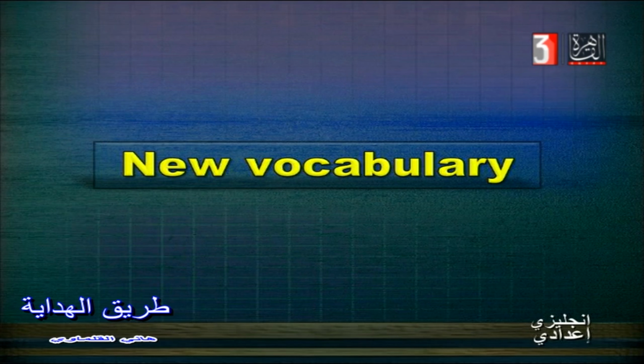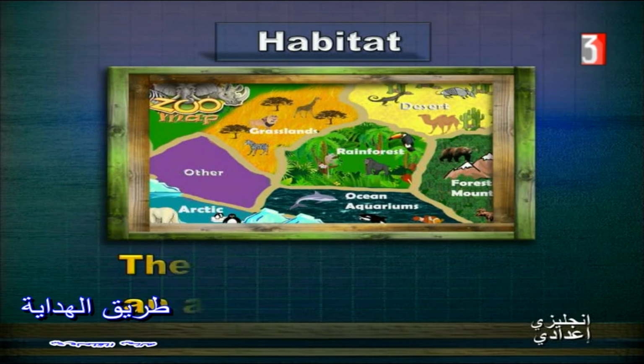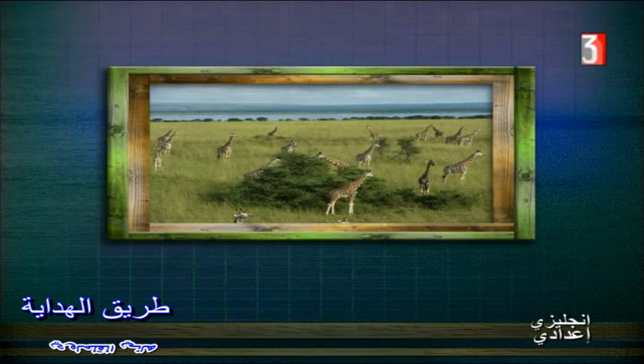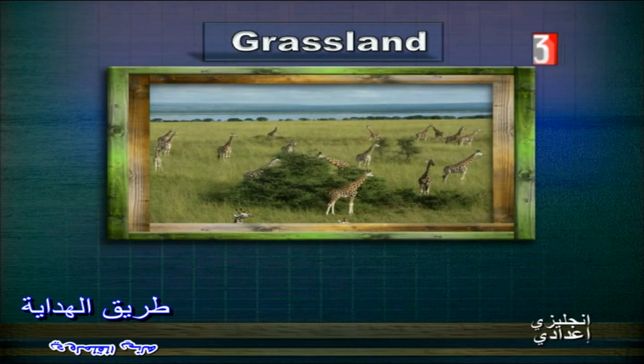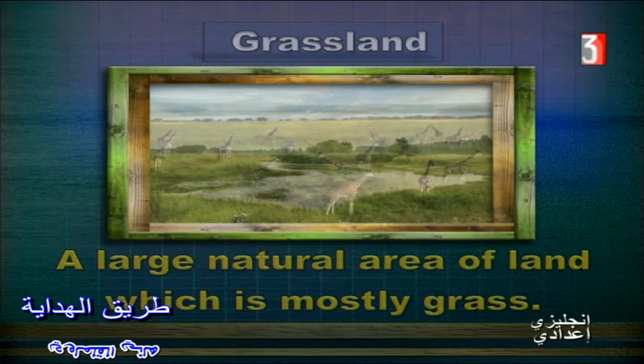The new vocabulary: first of all, we are going to have the word habitat. So what's a habitat? The natural home for an animal or a plant is a habitat. So we have here kinds of habitats. We have grassland habitat. A large natural area of land which is mostly grass is a grassland habitat.